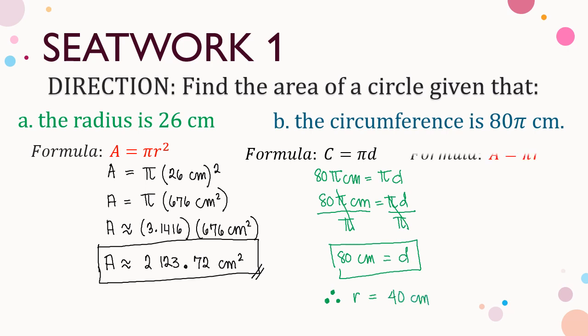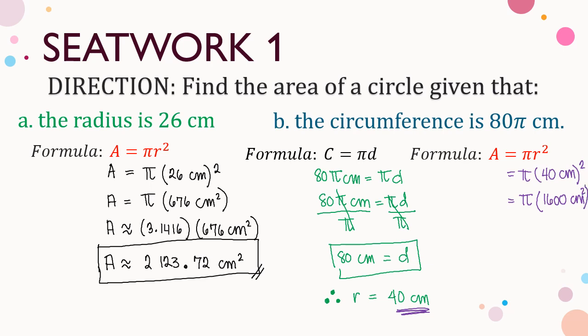Now we can proceed with our formula of area so that we can get our measure for area already. Since we got 40 centimeters, let us simply substitute it here. So pi times 40 centimeters squared. Later on, I'm going to substitute the approximate value for pi, but let us focus first on the radius itself. So 40 centimeters squared would be 1,600 centimeters squared.